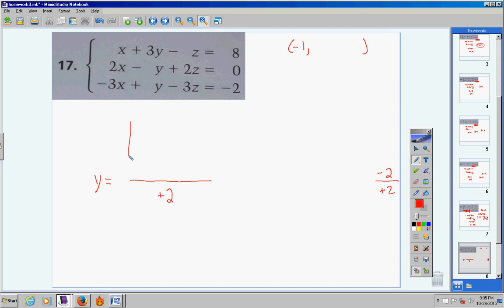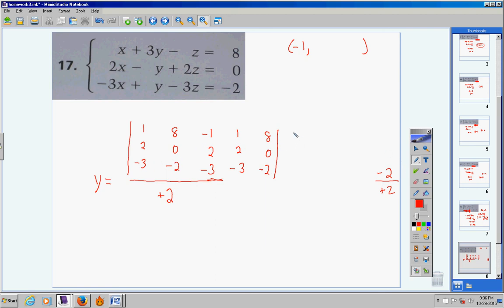Now, my top matrix, remember, I have to drop out the y column. So my x column is 1, 2, negative 3. My z column is negative 1, 2, negative 3. My y column becomes my constant terms over here. And now I'm ready to find the determinant up top. So copy your first two columns over. 1, 2, negative 3. And your second column would be 8, 0, negative 2. And let's see what happens.